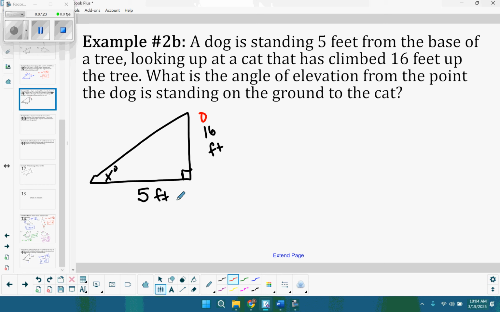We have O and A. This combination tells me I'm going to use tangent. So x will equal the inverse tangent of 16 over 5. So my angle would be 72.6 degrees.